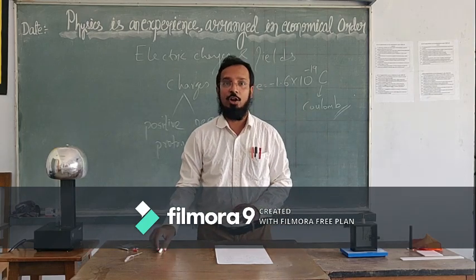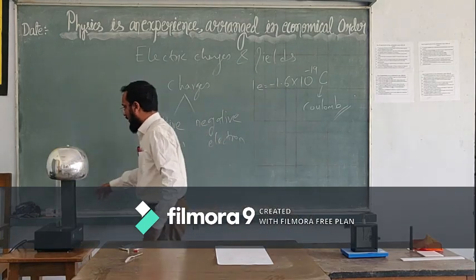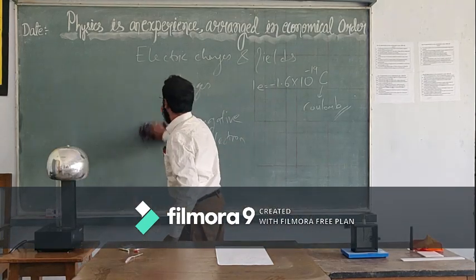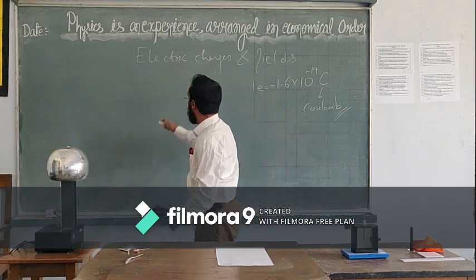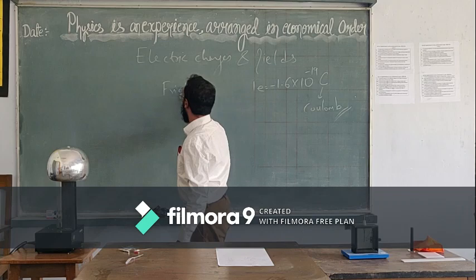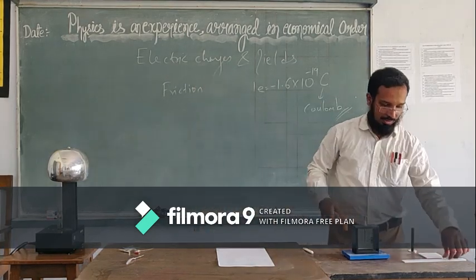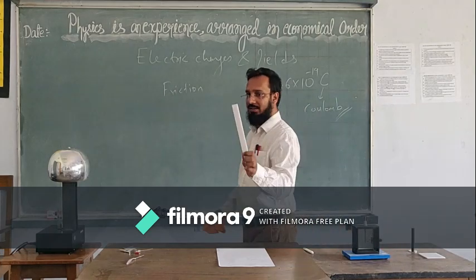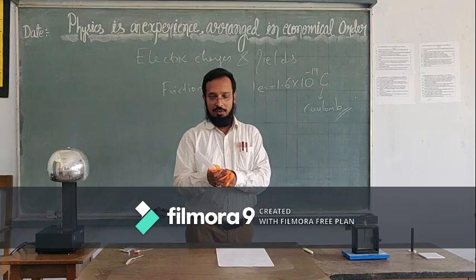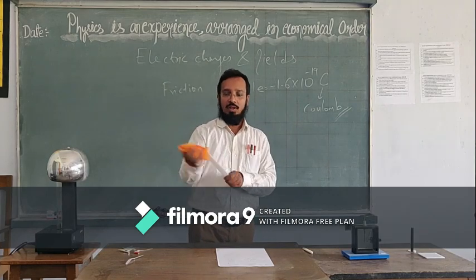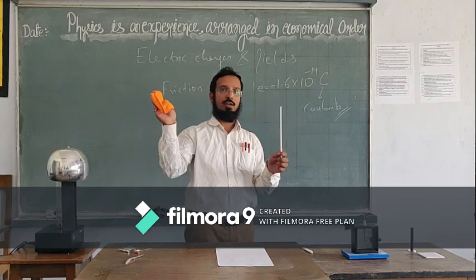How can we charge an object? There are several ways in which we can charge an object. One of them is charging by friction. If I have an object over here, let us say this is a plastic and this is wool. If I rub them like this, the plastic becomes negatively charged and the wool becomes positively charged.